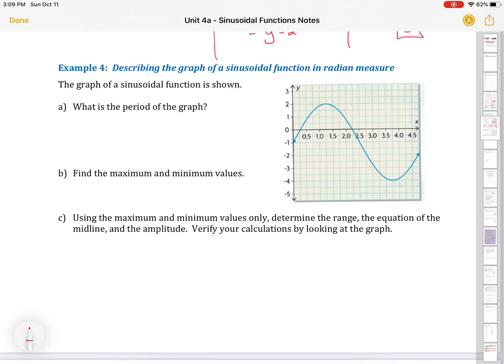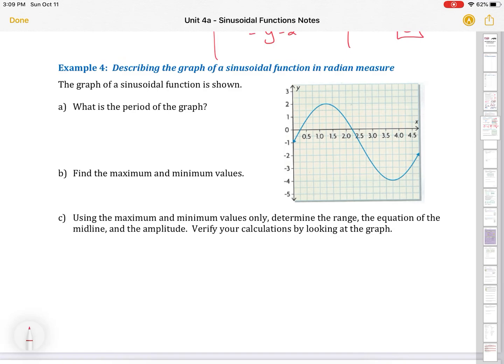Okay, describing the graph of a sinusoidal function in radian measure. So we just did it in degrees. Now we're going to look in terms of radians. Now if you can see there, we don't have any degrees on our chart. We're describing this in terms of radians.